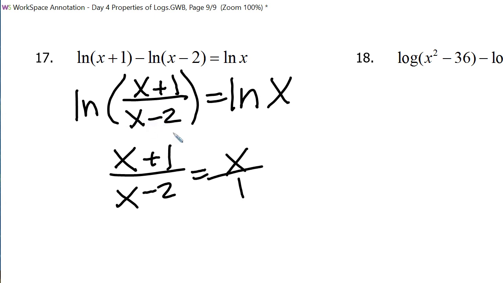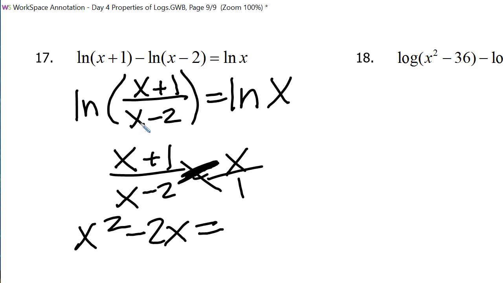If I put that over 1, I can change it to a proportion and cross multiply. So if I multiply these, distribute the x, and what's x times x? X squared, and x times negative 2? Negative 2x. Set it equal to the other cross product. And x plus 1, when we multiply it by 1, it's just x plus 1. And what type of equation is that?